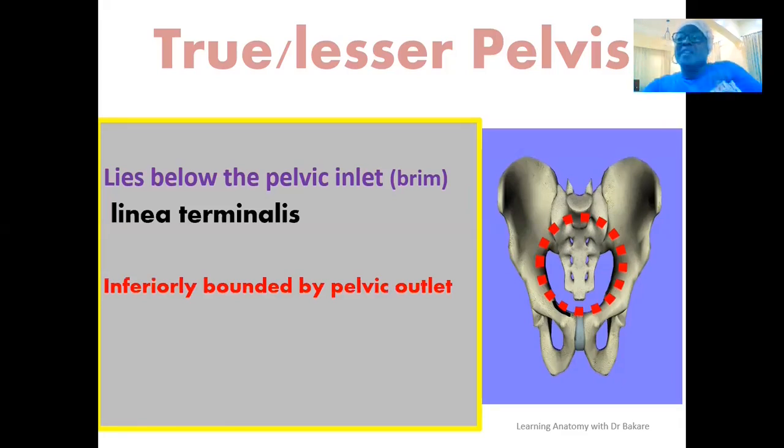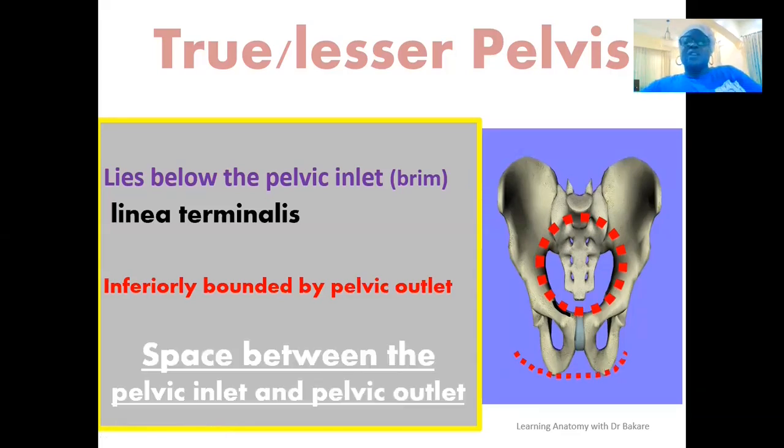Inferiorly, this true pelvis or the lesser pelvis is bounded by the pelvic outlet. So if you also use this image, this is the pelvic outlet here, also demarcated in dotted red. So we can say that the true pelvis or the lesser pelvis is the space within the pelvic cavity that is located between the pelvic inlet superiorly and the pelvic outlet inferiorly. So this is the space here that is arrowed here in white.